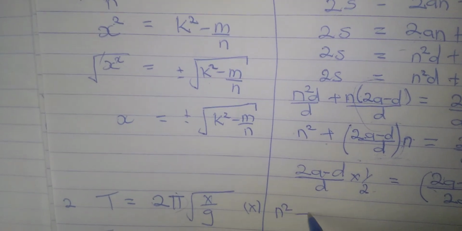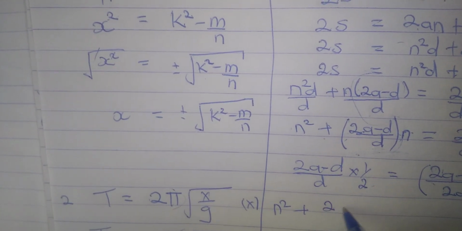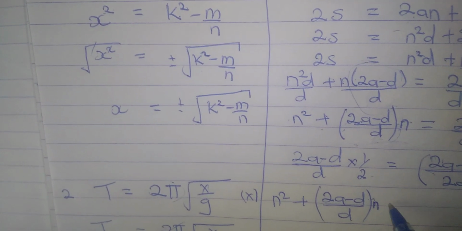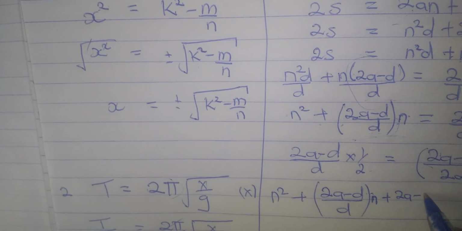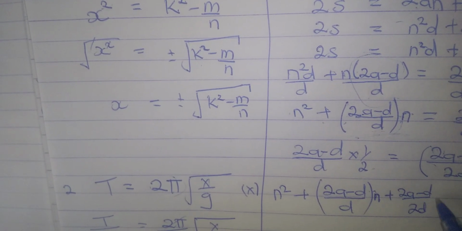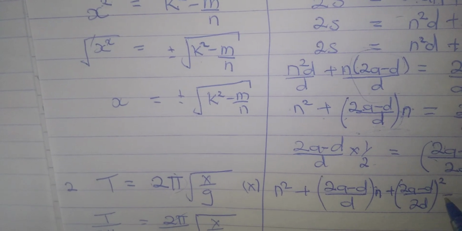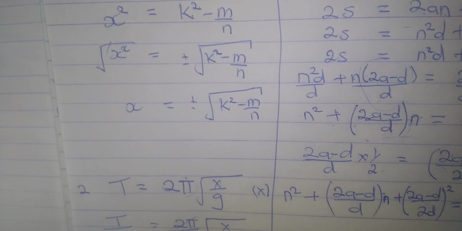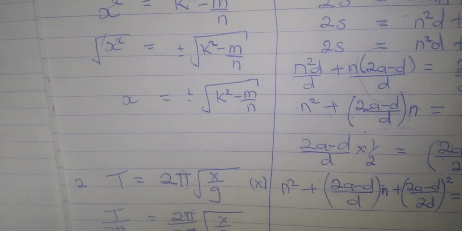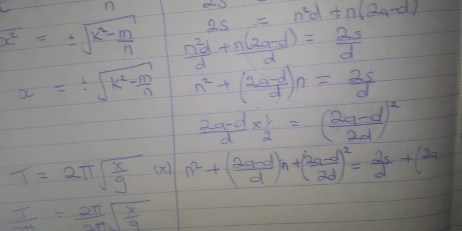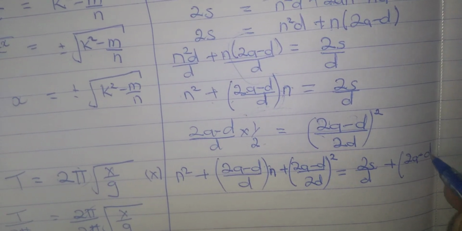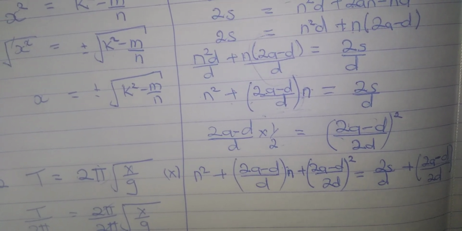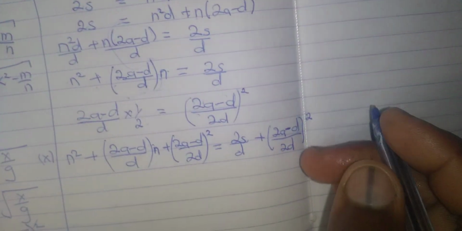So this will be n squared. So continue from here. 2a minus d over d into n. You remember we said the answer we add it both sides. What we got, so equals 2sd, which is this, 2s over d, plus our result, which was 2a minus d over 2d, but this result was squared. The result was squared.